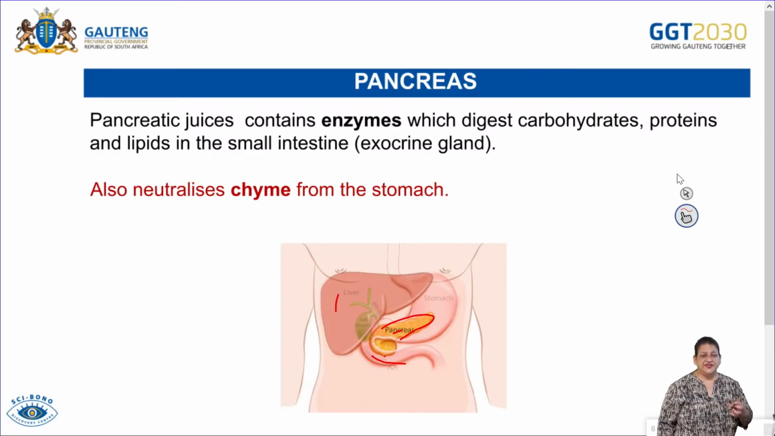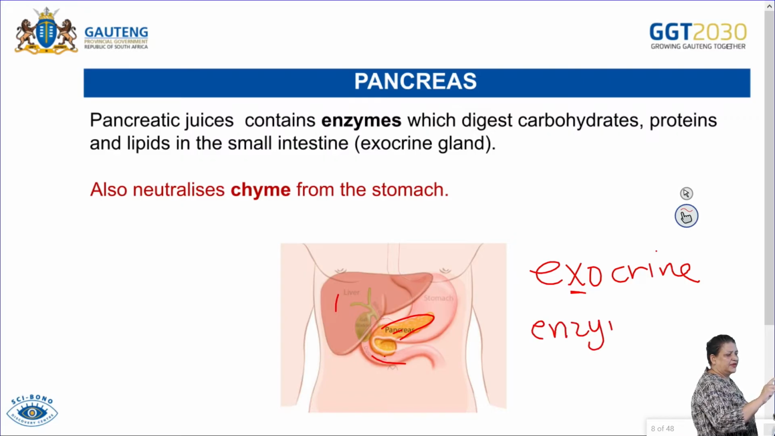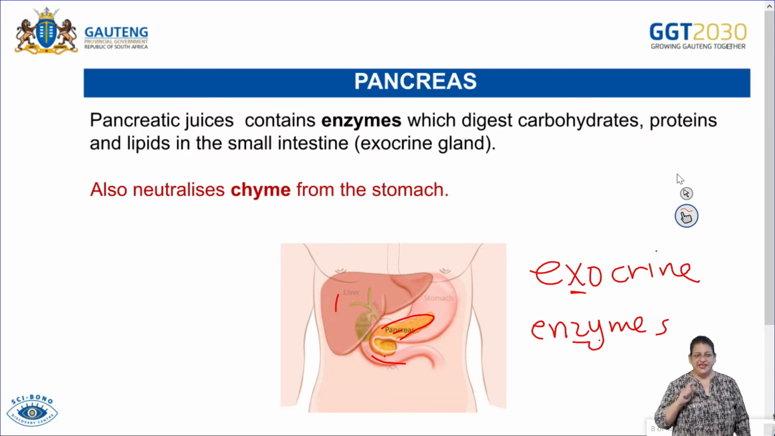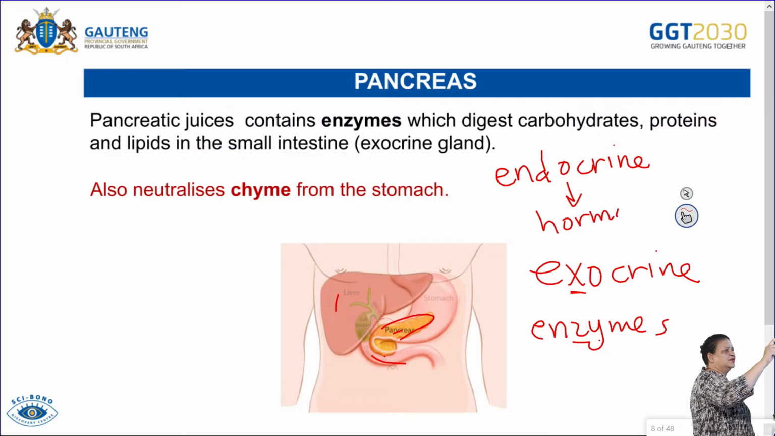And because the pancreas secretes enzymes, it's called exocrine. Now, how can you remember exocrine? Exocrine has the letter X, and enzymes has the letters Y and Z. X, Y, Z. So remember, exocrine glands secrete enzymes, whereas the pancreas is also regarded as an endocrine gland because it secretes hormones. What were they? Insulin and glucagon.